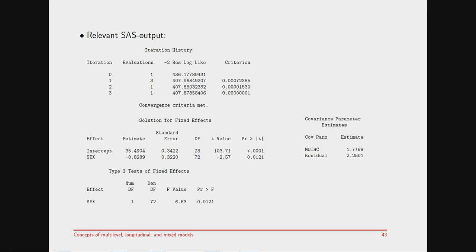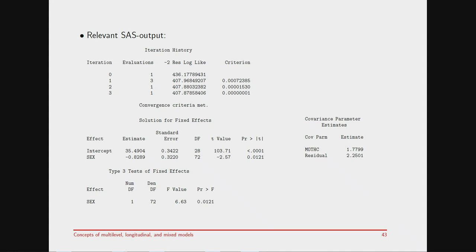So it's important that you have the message that convergence criteria were met. And then here we have two tables. A table with the fixed effects, so that's the mu and the beta. The mu is estimated as 35, and the beta effect was estimated as minus 0.82. So you remember the covariate gender, the x was 1 for a female and 0 for a male.